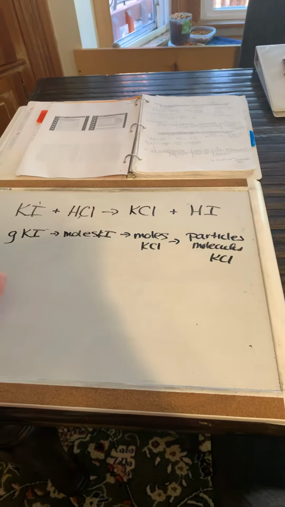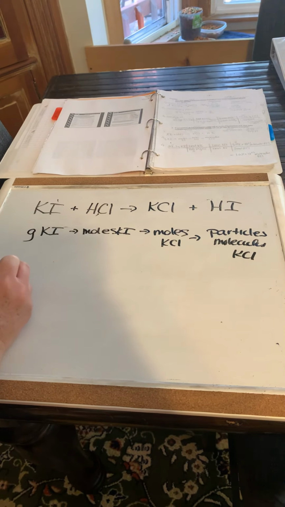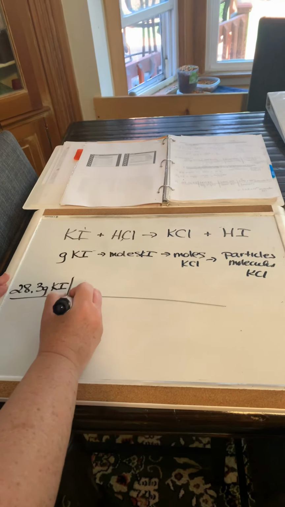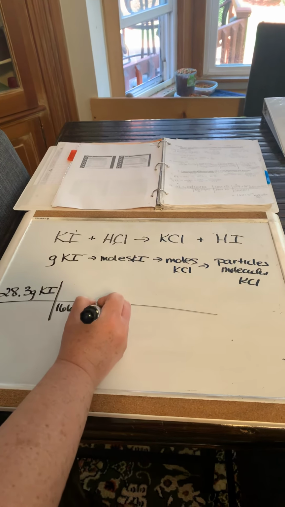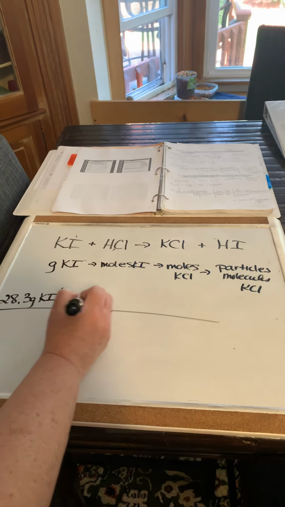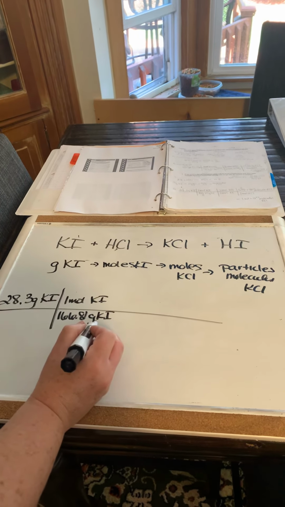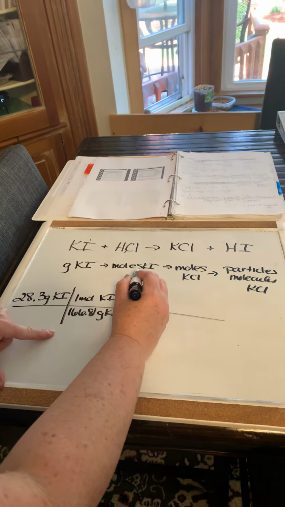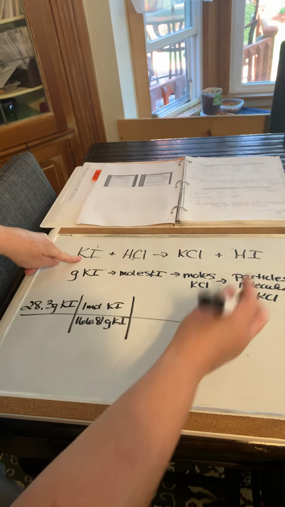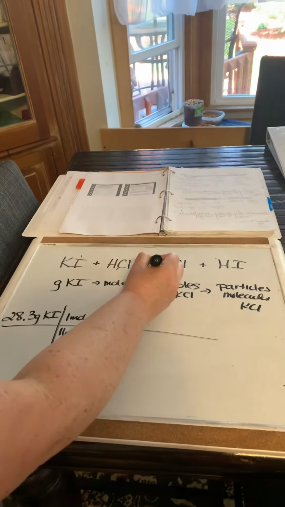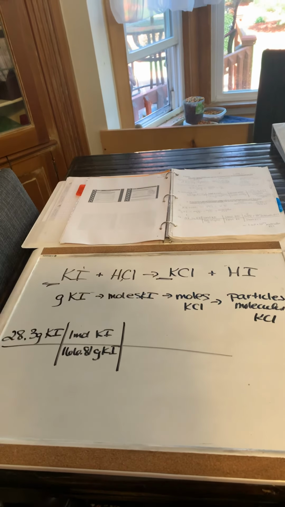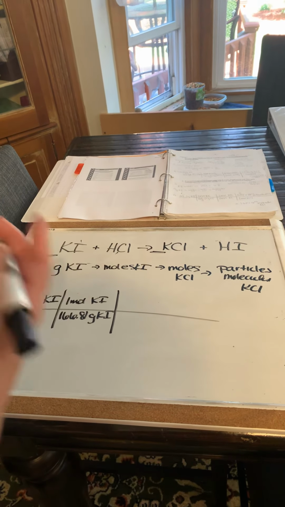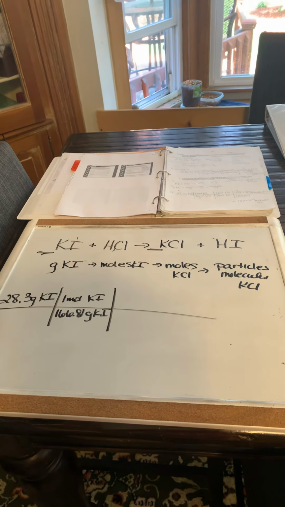So here we go. We're going to write down 28.3 grams of potassium iodide. That goes on the top of our first fence post. 166.81 grams of potassium iodide goes on the bottom. 1 mole of potassium iodide goes on the top. You don't know where I got that number? Go back. Okay. Now we're going to go from moles of KI to moles of KCl. 1-to-1 relationship. There's a 1 here. There's a 1 here. It's a 1-to-1 relationship. So do you even need this step? No. Do I always put it in? Yes, because otherwise you get lost as far as your units are concerned.